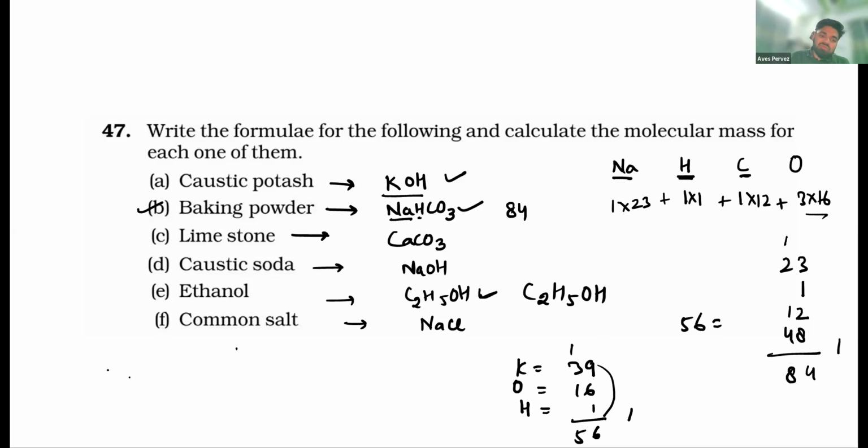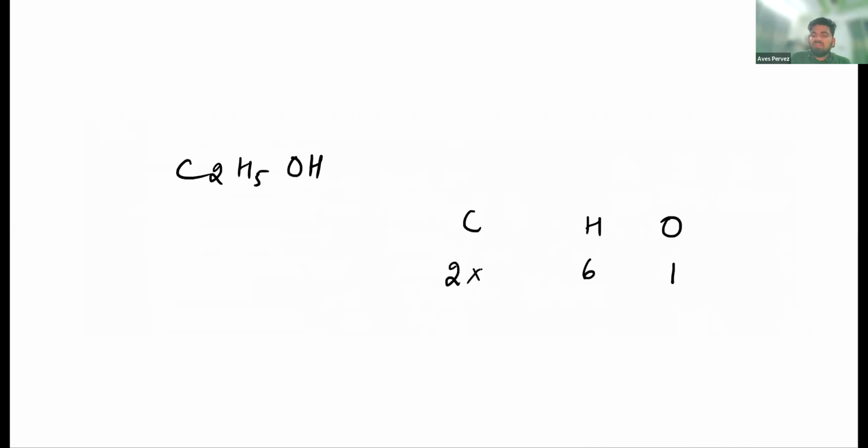Okay, let me help you. Ethanol is C2H5OH. How many kinds of atoms are present in ethanol? Carbon, hydrogen, and oxygen. How many carbon atoms are there? 2. How many hydrogen atoms are there? 6. And how many oxygen atoms are there? 1. So multiply these with the atomic masses.